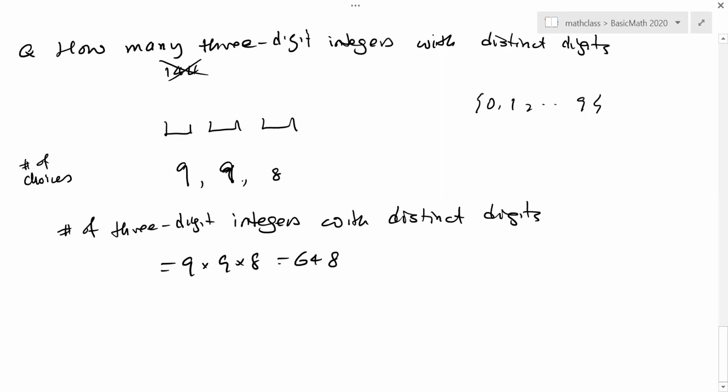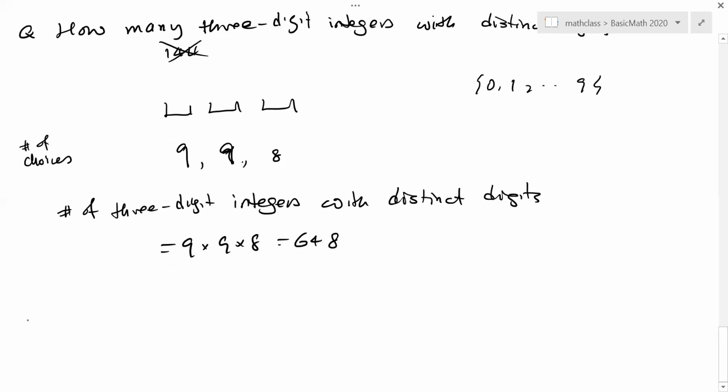Got it? So this idea involves 3 steps. Each step you write down a digit, and you have to see how many choices are left for you. Step by step, there are fewer choices, getting smaller, but the first one is 9. You cannot put 0 there.